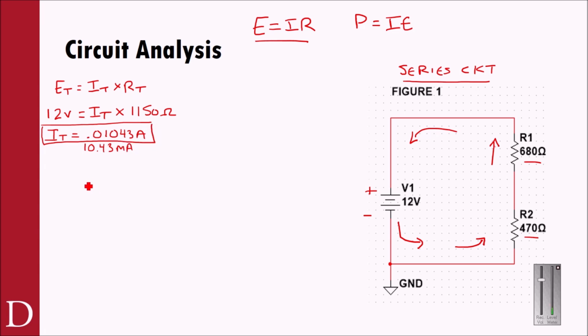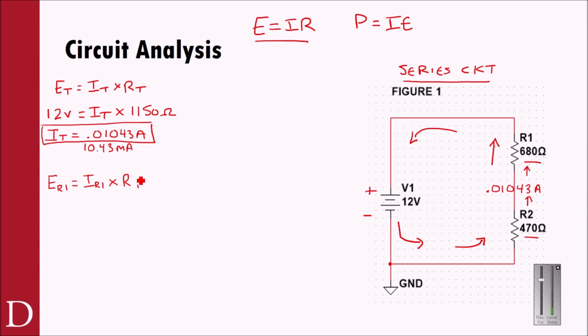All right. Now, the neat thing about total current in a series circuit is that the total current is the current through every component. So that 0.01043 amps is flowing through R1 and it's flowing through R2. It doesn't change. So if I wanted to calculate the voltage of one of these components, it'd be very easy to do. I would say that E of R1, the voltage of R1, equals the current of R1 times R1. I'm doing the same exact Ohm's law formula, but now just for R1.